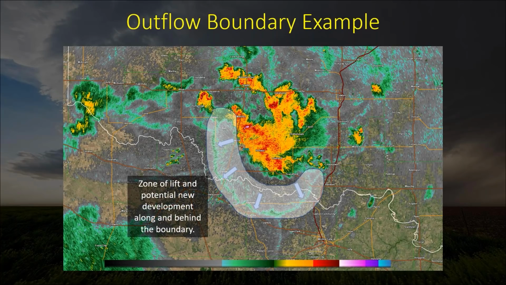And so that zone all along the outflow boundary is something that we look at when we're watching the radar during an event. That's the area that we're looking at for potential new development of thunderstorms along that boundary, because that's going to lift the air around it up over the boundary and could lead to new thunderstorms.